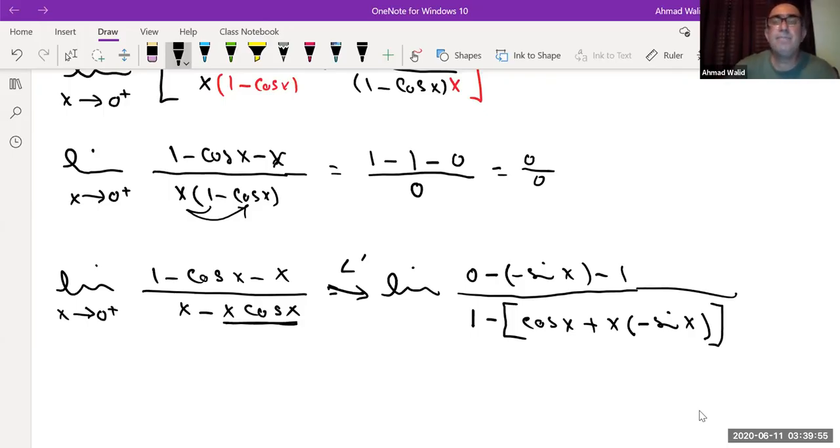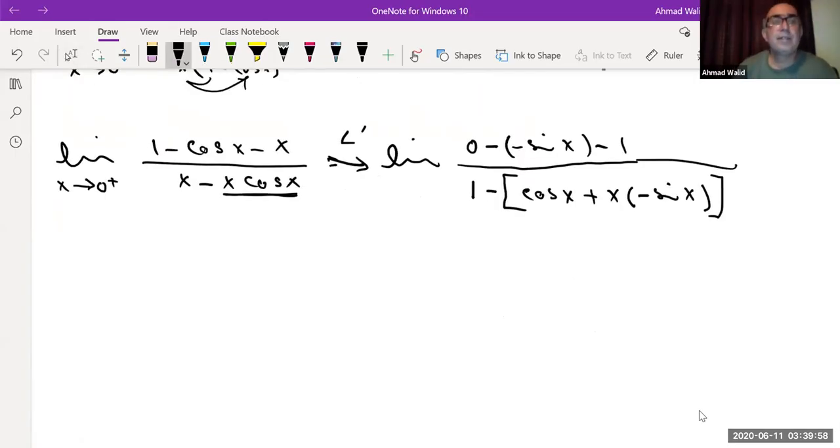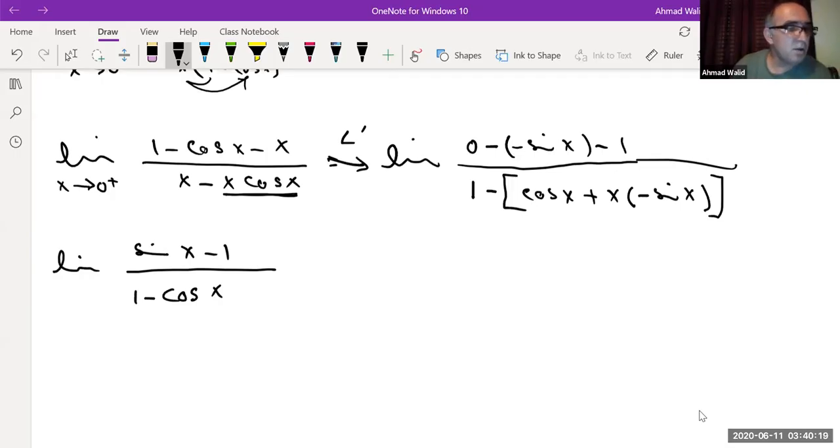Simplify the denominator, limit, and the top, negative sine x gives you positive sine x minus 1 over 1 minus cosine x, negative times negative gives you positive, correct? Positive x sine x as x approaching 0 from the right.